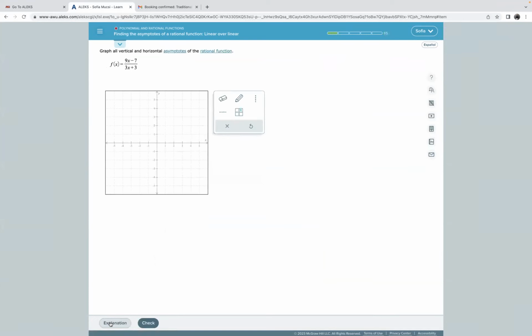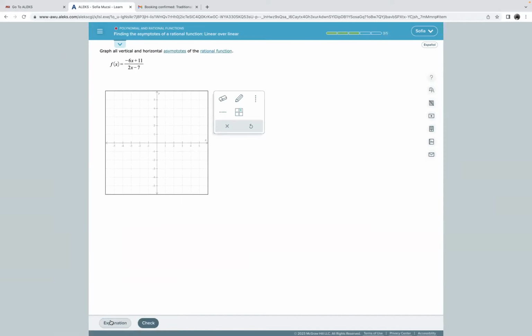So for the vertical asymptote, that's going to be -1. Yes, there it is. And then we have 9/3, so would it be just +3? Yes, y = 3. So up 3 on the y-axis. Okay, looks good. Cool.